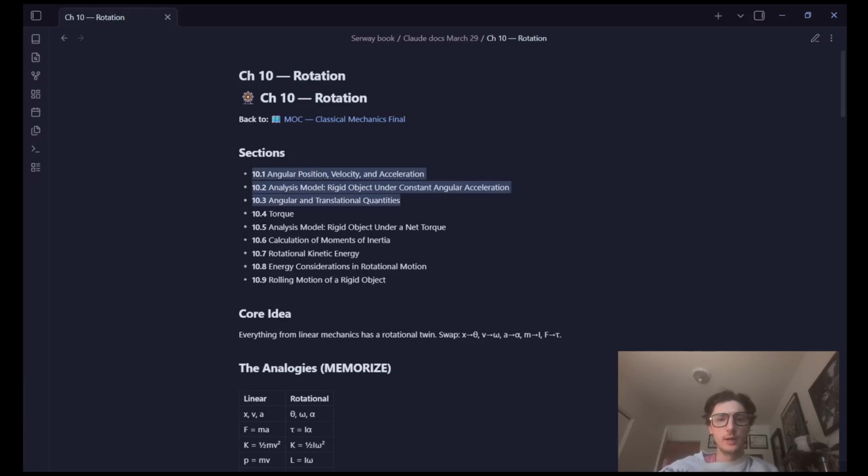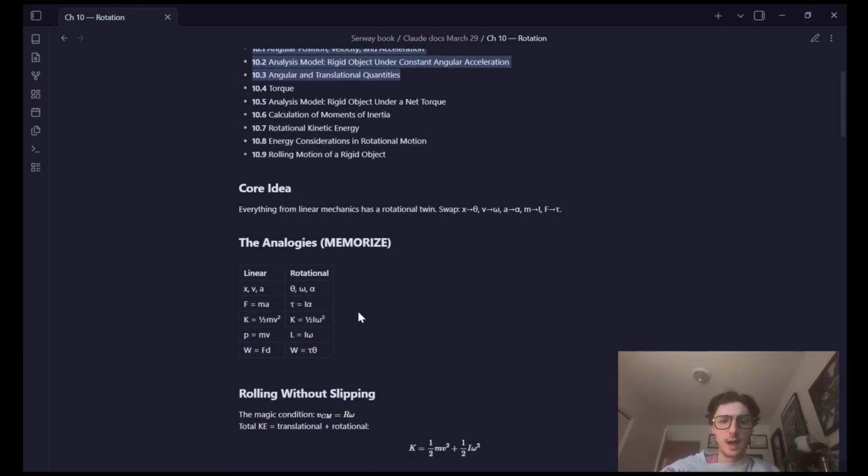Then they introduce torque and analysis model, rigid object under a net torque. Calculation of moments of inertia. So moment of inertia is I. It is in this equation over here. This is torque equals moment of inertia times alpha.